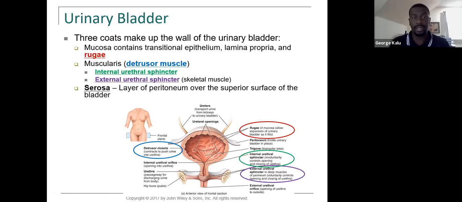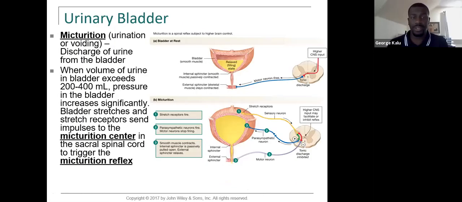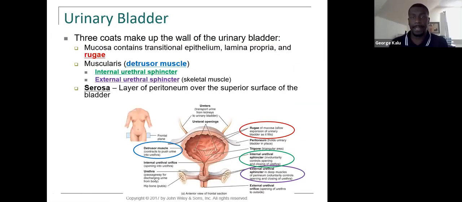All right, cool. So that's just a picture of the histology of what the bladder would look like. Again, you have serosa, you have the muscularis down here, and then the mucosa, and this will be the lumen of the bladder up here. Any questions on the structure of the bladder before we go forward?